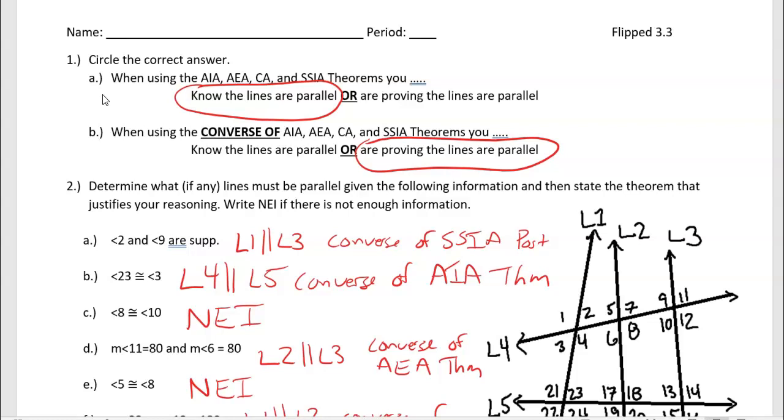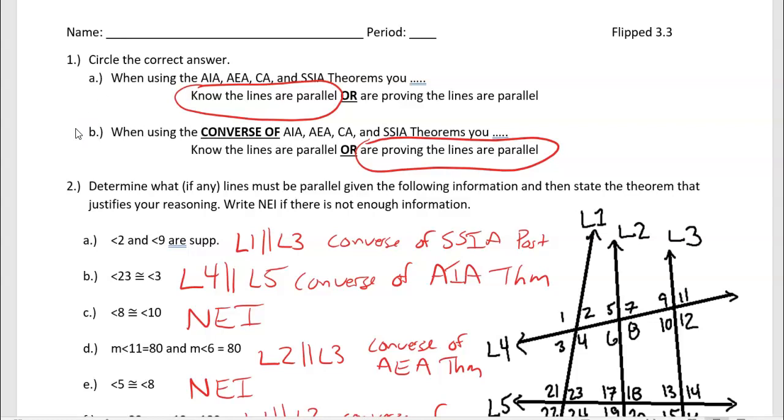So if you are looking at a proof and one of the givens says that you have parallel lines, you're almost guaranteed to be using AIA, AEA, CA, or SSIA theorems. One of those, SSIA, actually is a postulate, but I would never take off if you said theorem.